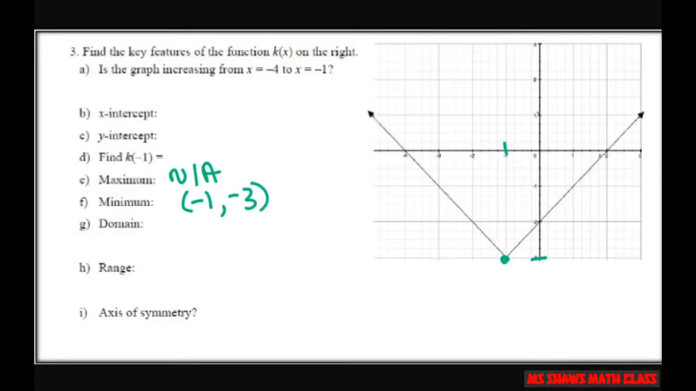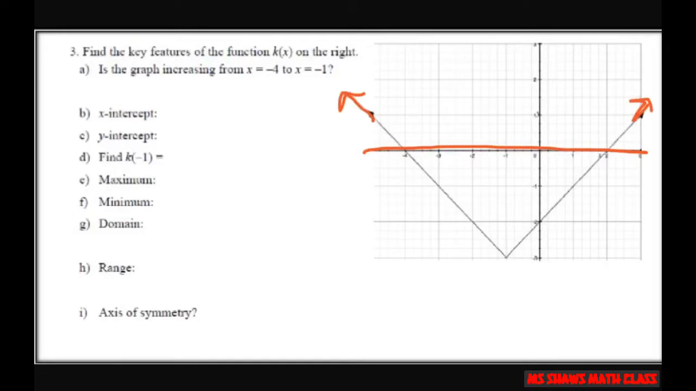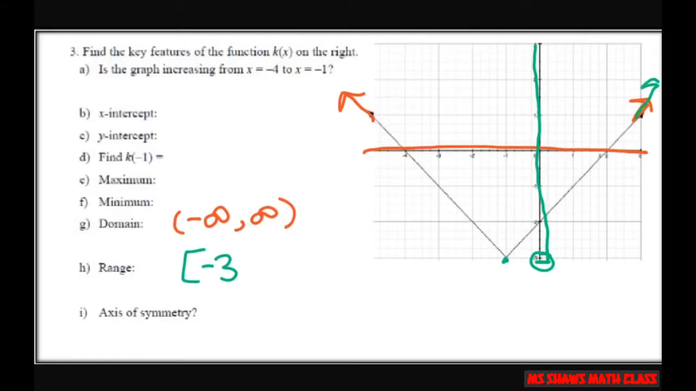Now, for domain and range, for domain, you're looking at all your x values. So since this continues on, it has these arrows. That means it's all real numbers. And in interval notation, that would be negative infinity to infinity. Your range is starting on your y-axis, and we're starting at negative 3. But then it continues on and on. So it's negative 3 to infinity, like that.